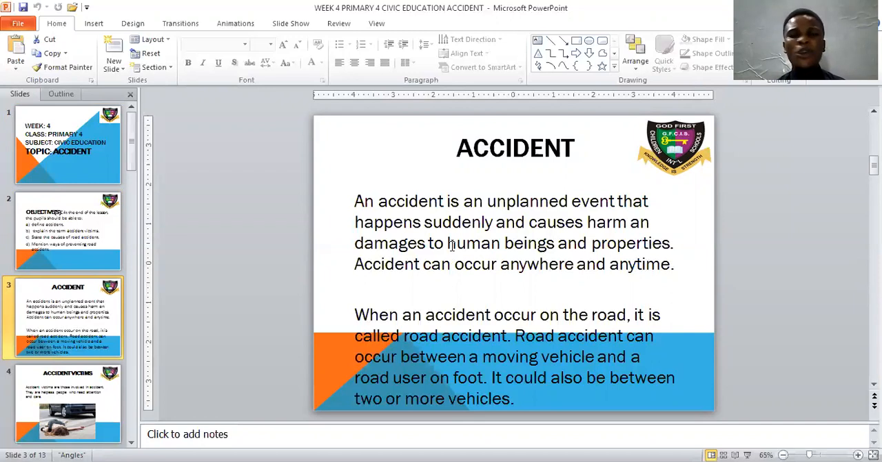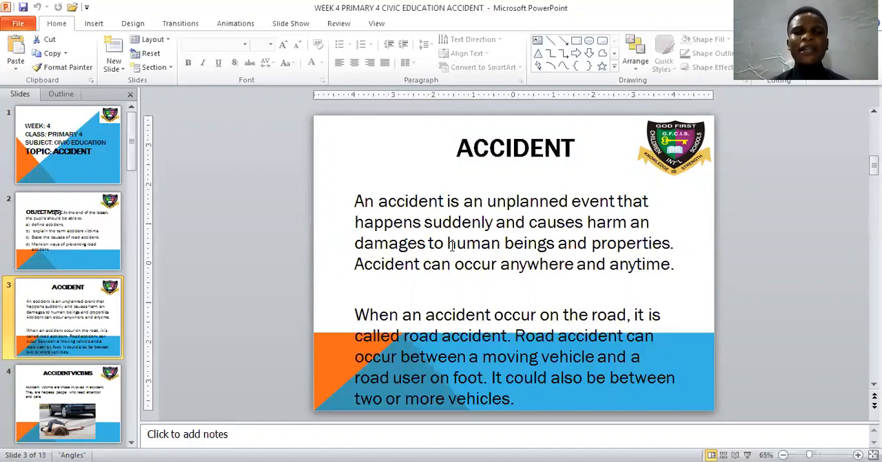It happens without you even knowing when it happened. You are not even conscious of when the accident is about to happen. It happens so suddenly. It catches you unaware, isn't it? Now, it happens suddenly and causes harm and damages to human beings and properties. I go again. An accident is an unplanned event that happens suddenly and causes harm and damages to human beings and properties. Accident can occur anywhere and any time.